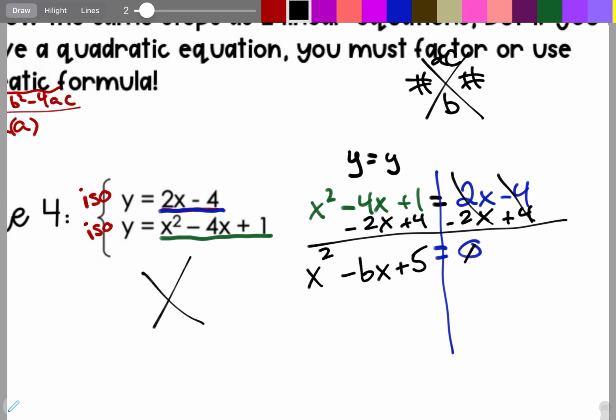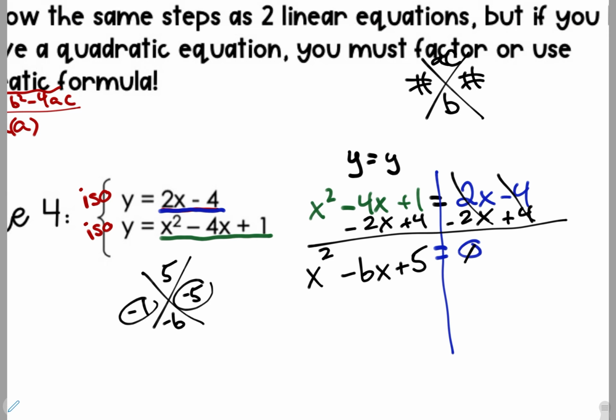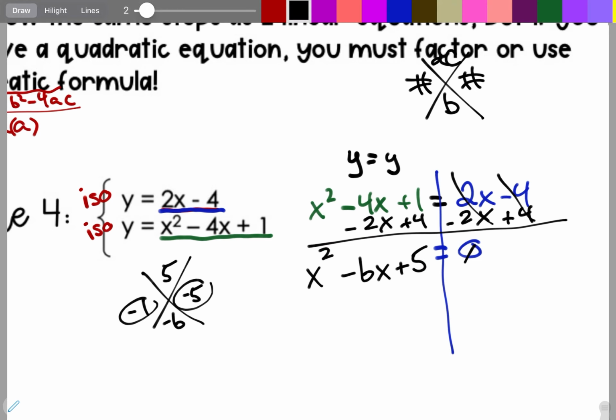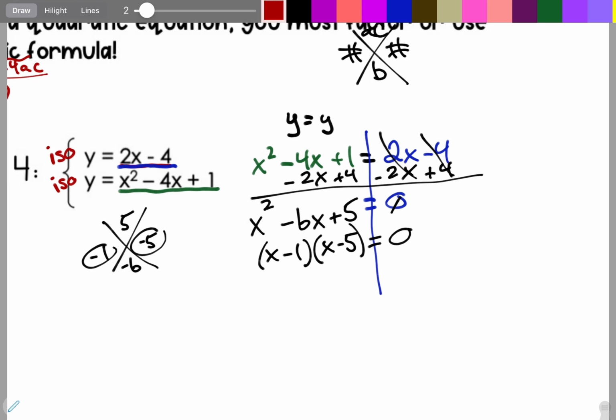Now, this is where you start factoring. I'm looking for two numbers that add up to -6 and multiply to 5. Those two numbers are 1 and 5, both negative. I'm looking for two numbers that multiply to 5, add up to -6. Those two numbers are -1 and -5. So I go x minus 1, x minus 5 equal to 0.